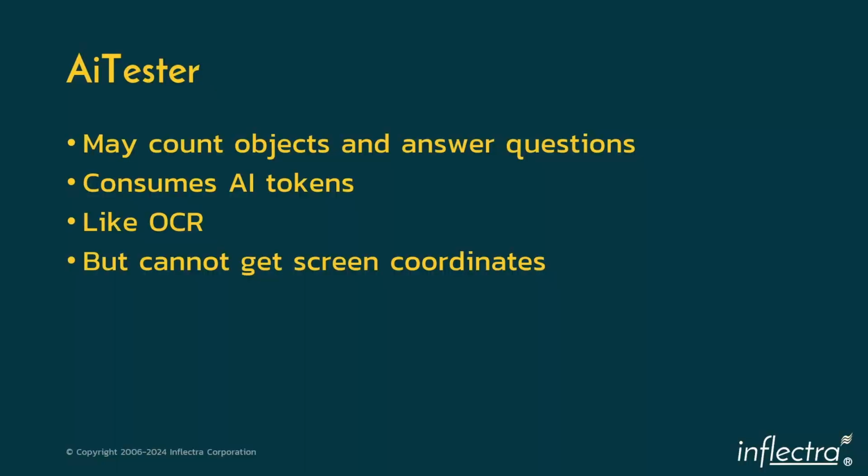Let's look at AiTester. It can count objects on the screen and answer general questions about what it sees, making it ideal for content recognition. While it's similar to OCR, AiTester does not provide screen coordinates, so it's best for understanding content, not positional tasks. It also consumes AI tokens, so plan usage accordingly.